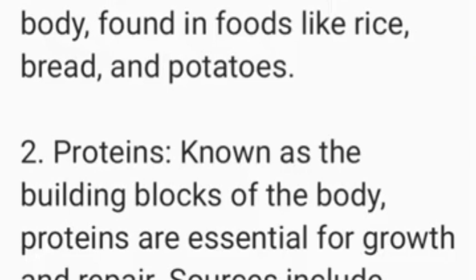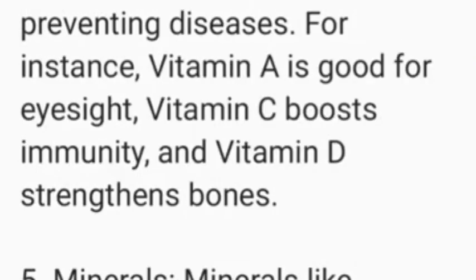1. Carbohydrates. These are the primary source of energy for the body, found in foods like rice, bread, and potatoes. 2. Proteins. Known as the building blocks of the body, proteins are essential for growth and repair. Sources include pulses, eggs, and meat. 3. Fats. These are energy reserves that also provide insulation to the body. They are present in butter, oils, and nuts.